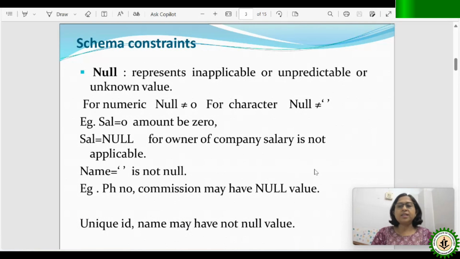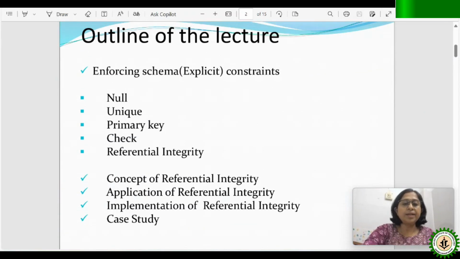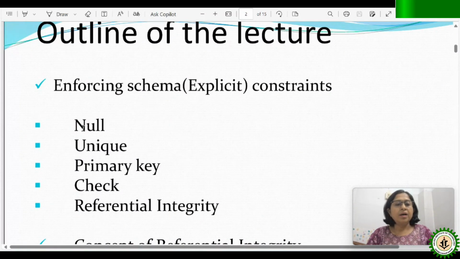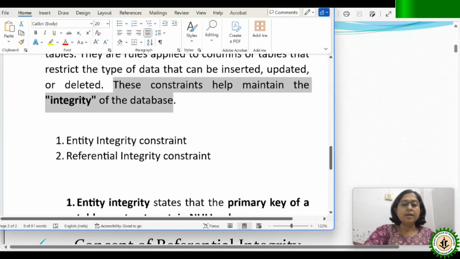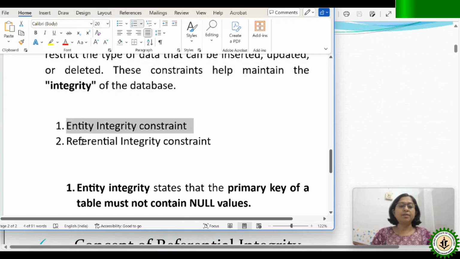So let us come to these different constraints. Today's discussion is basically this much we'll be discussing: null concept, unique, primary key, check, and after that we'll go for the formal definition of integrity constraint. So two types of constraint we can see. One is entity integrity constraint and another one is referential integrity constraint.